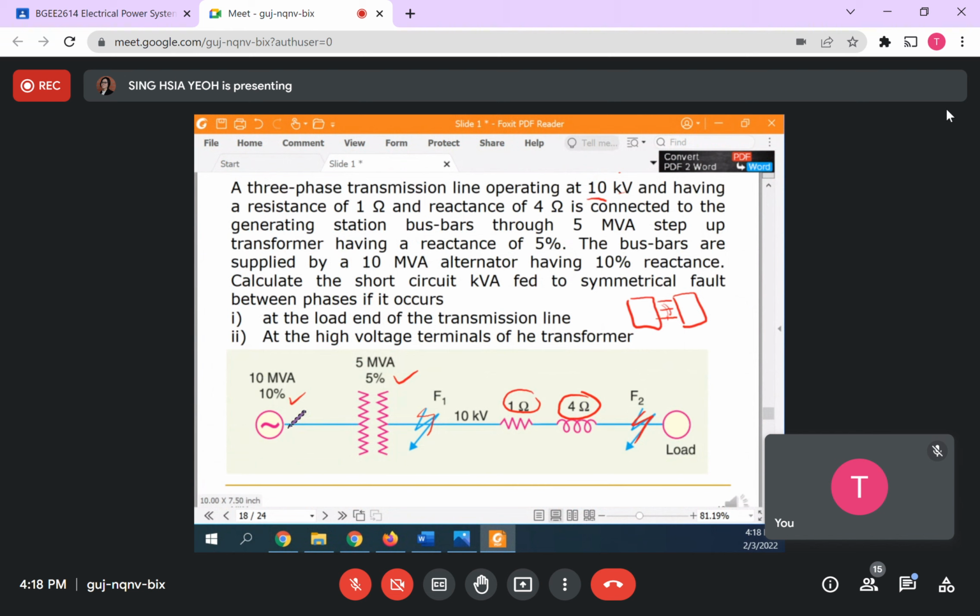Look at this one, the 10 kV transmission line. We know that this whole thing will actually be the 10 kV line. Of course, before the transformer it should be different, stepped up or down according to the transformer ratio.